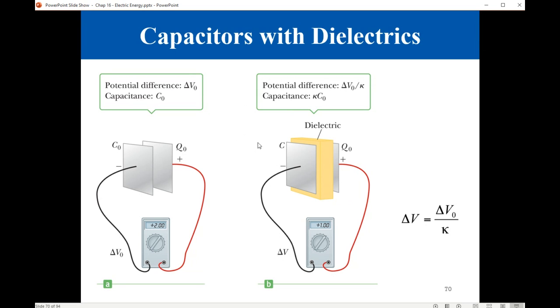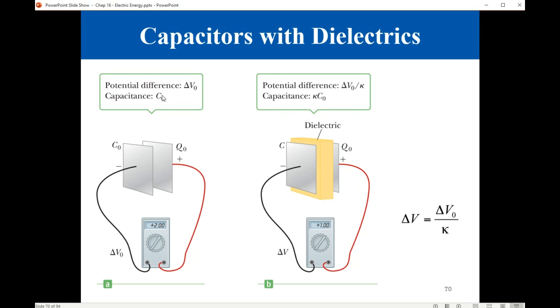We call it the dielectric coefficient, kappa, which is the ratio between the voltage when there is vacuum to the voltage after we insert the dielectric. And the capacitance with the dielectric is simply kappa multiplied by C naught. Kappa is a Greek letter.